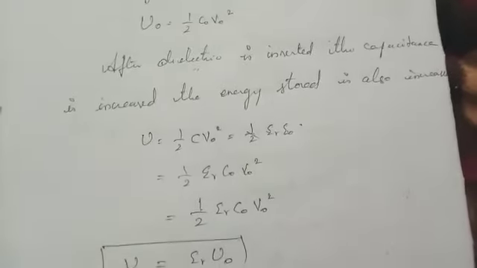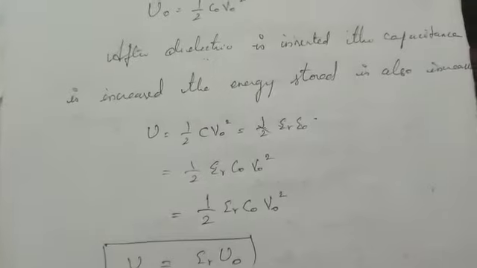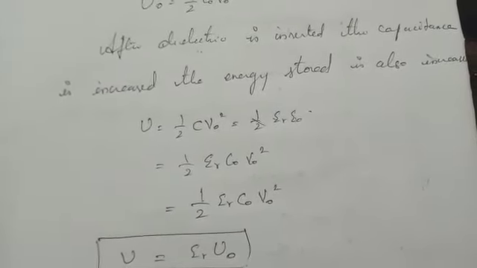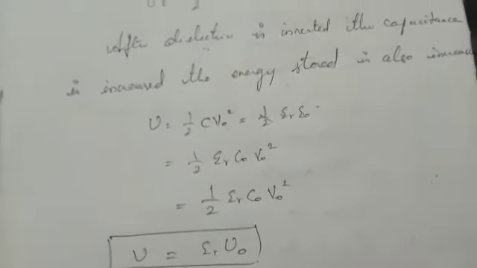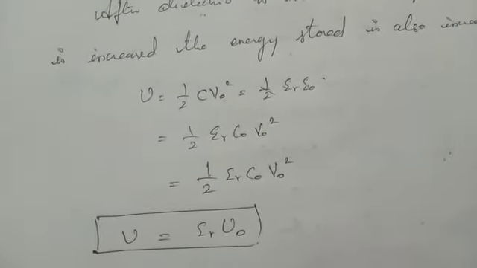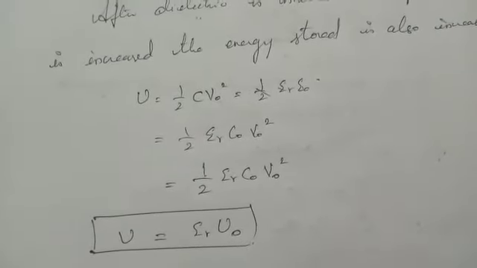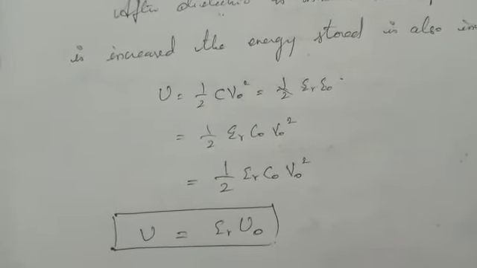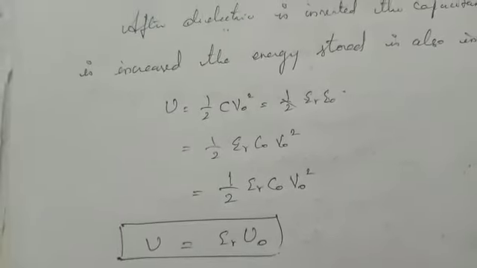It can also be rearranged. After the dielectric is inserted, the capacitance value increases, and here the energy stored also increases. So U is equal to half C V naught square, which is equal to half epsilon r C naught V naught square. Half C naught V naught square is considered as U naught. So U is equal to epsilon r U naught. Here the energy stored in the capacitor increases.